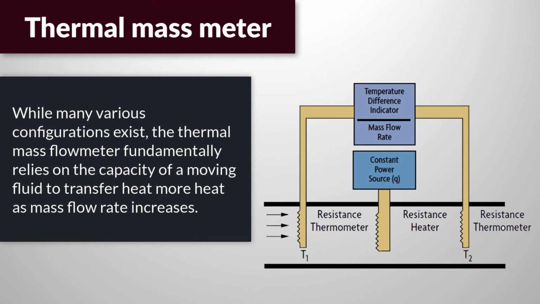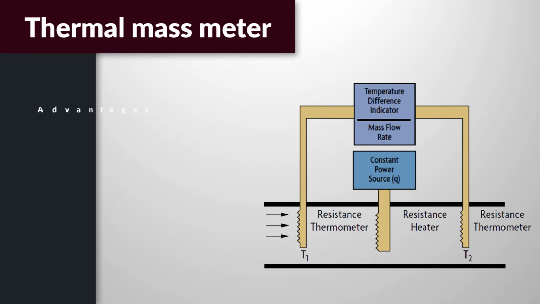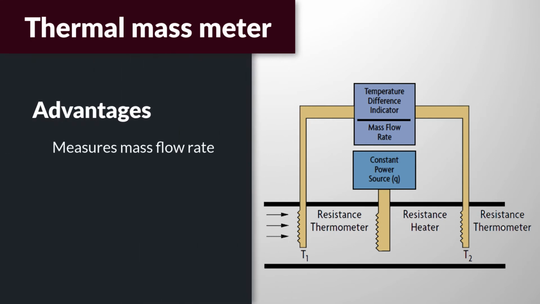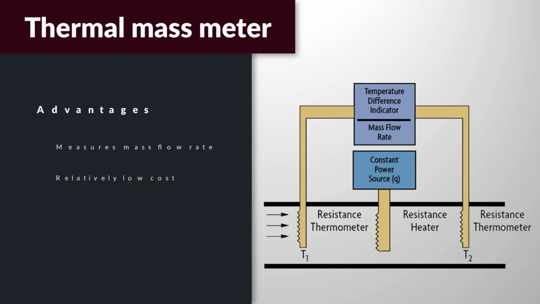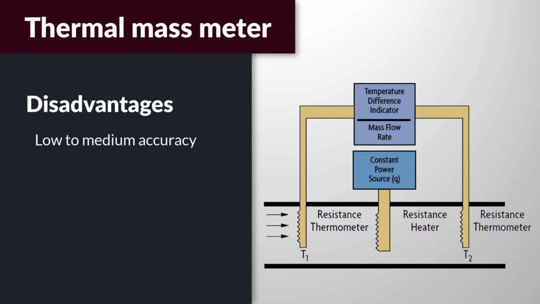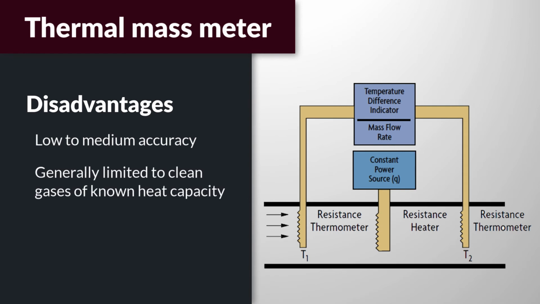A thermal mass meter has a heated sensing element isolated from the fluid flow path. The fluid conducts heat away from the element at a rate directly proportional to the mass flow rate. The device has the pros of measuring mass flow rate and that it usually is relatively low cost. Cons include that it provides low to medium accuracy and generally is limited to clean gases of known heat capacity.